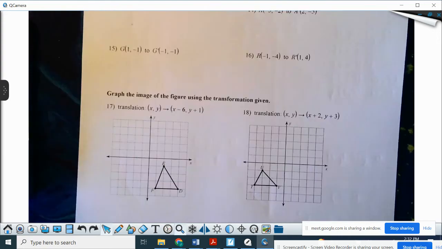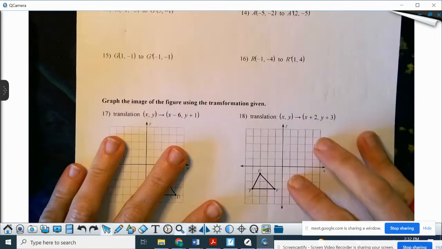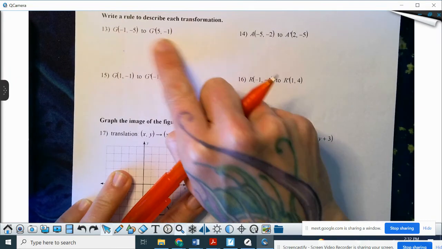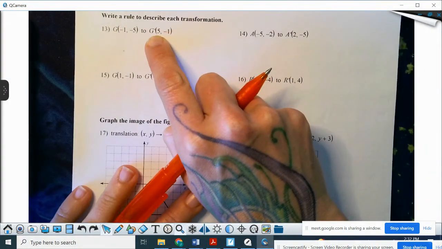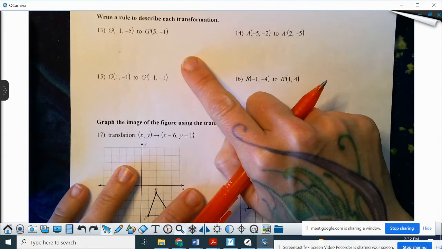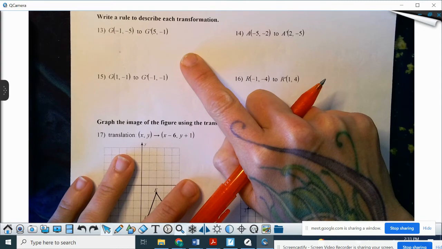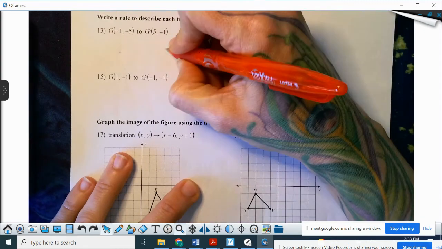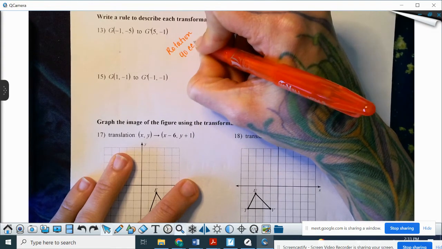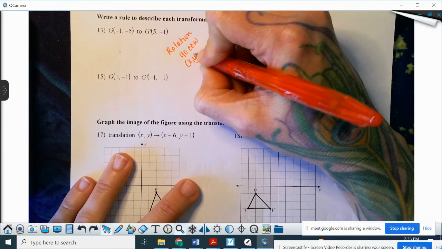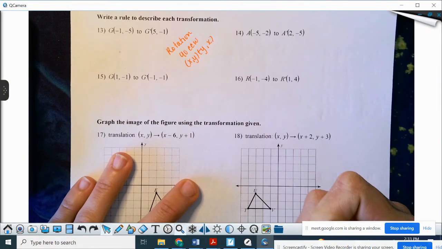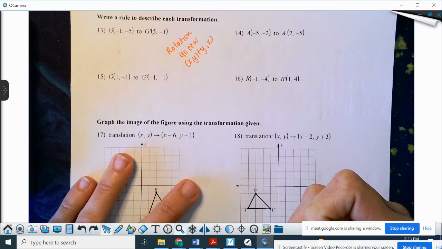To write a rule to describe the transformation, in this case you're looking at what happened to G. It looks like they definitely flipped, and the y value switched. So these are going to be rotation, 90 counterclockwise, because that's where you have your (x, y) becomes (y, x), and your y value switches. So 90 counterclockwise.